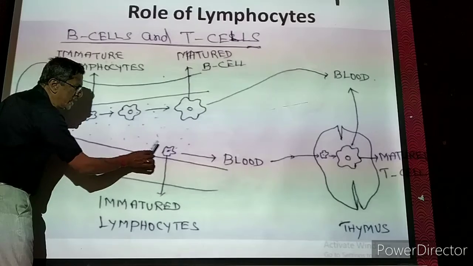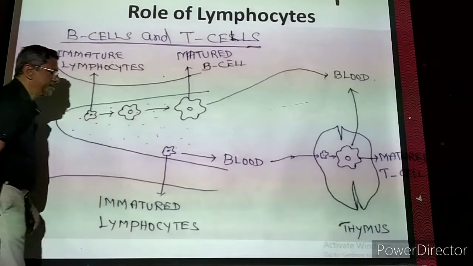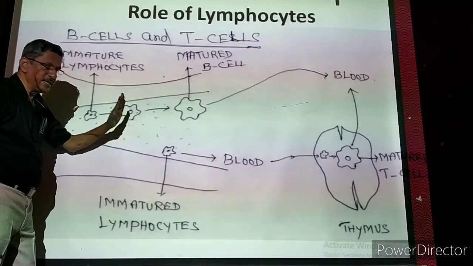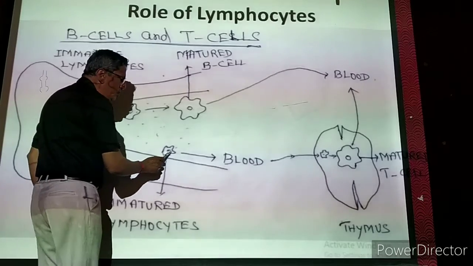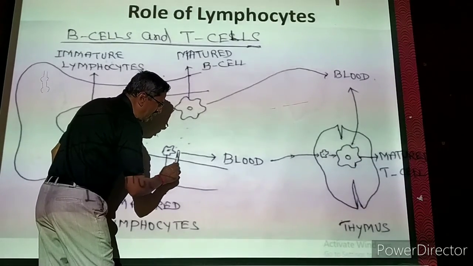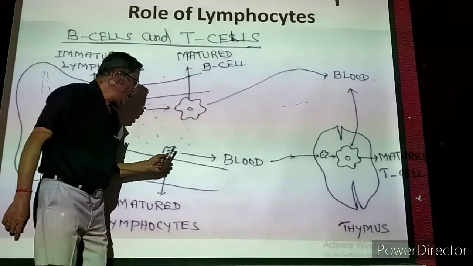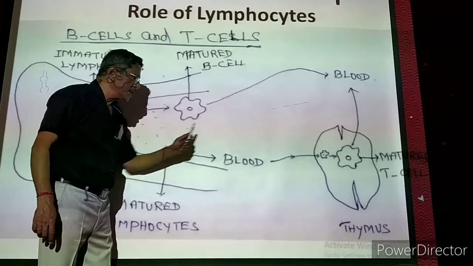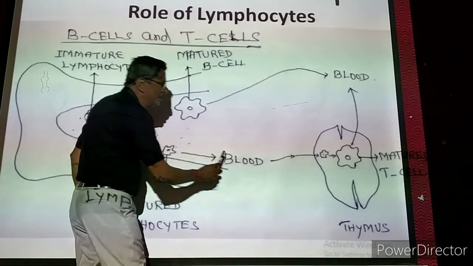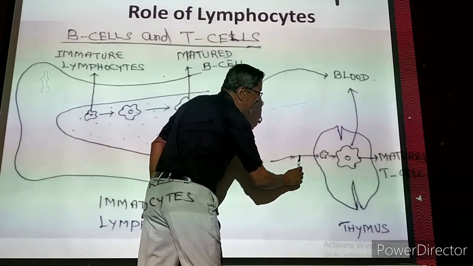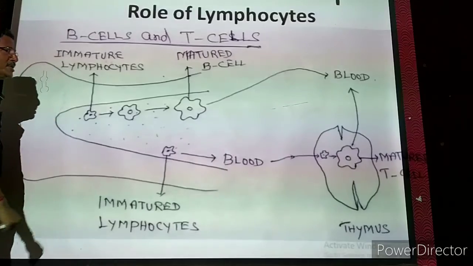Now in the bone marrow, again I am taking one small lymphocyte. It is an immature lymphocyte, but it is not growing in the marrow. It is young. Then the bone marrow will push the young or immature lymphocyte to the blood. Now the immature lymphocyte is in the blood, but it cannot act on the microorganism because it is immature, young. Then the blood deposits this young lymphocyte into the cortex of the thymus gland.